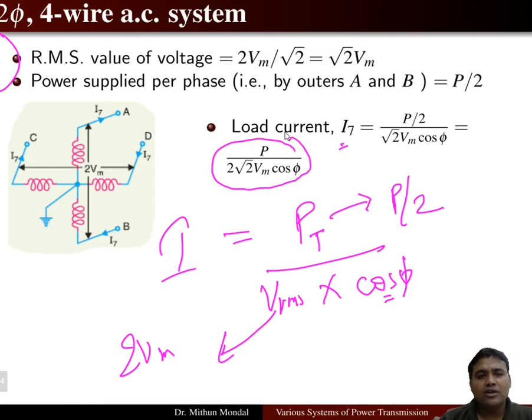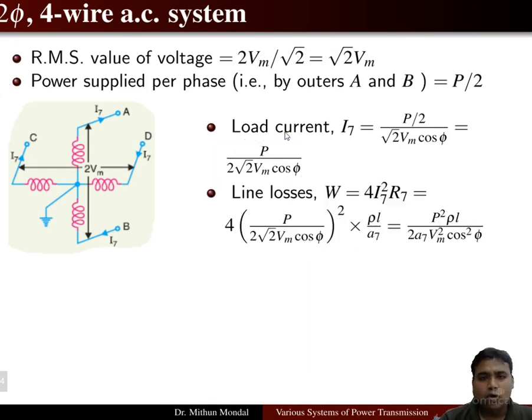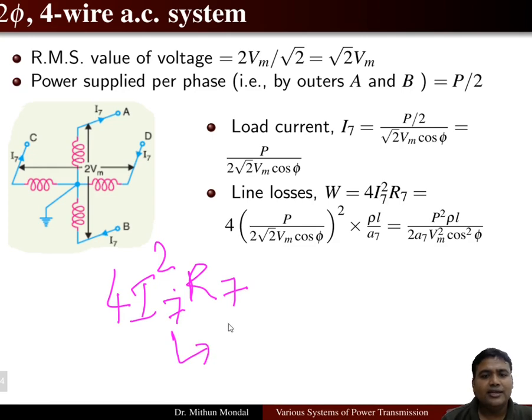Next thing, you will determine the losses. We know that loss is I square into R, and we have 4 wires, so it is 4. Case number 7, so it's I7 square R7. I7 we have already calculated. R7 is equal to rho L by A7.